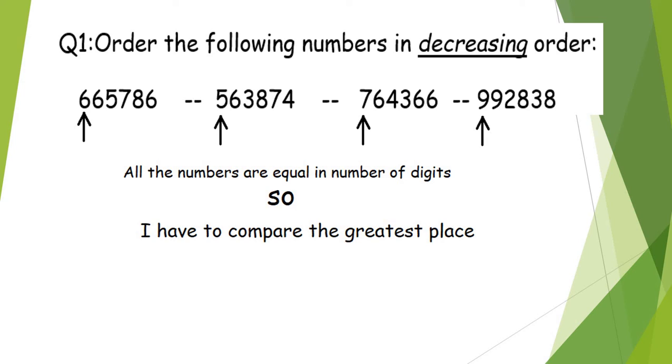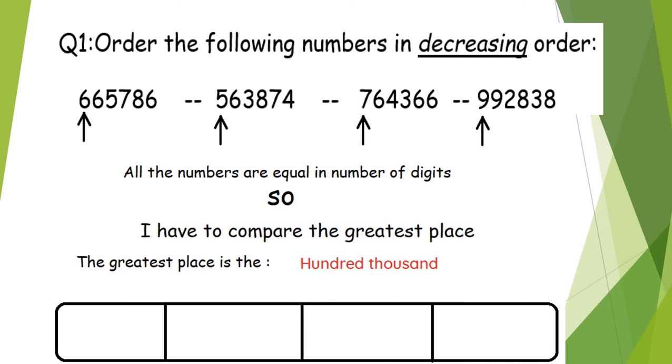the 100,000. Here you see I'm pointing to it. It's 600,000, 500,000, 700,000, 900,000. Okay, now that will make my work easy. So the greatest place in this is 100,000, and I can order them by looking at the biggest place, which is the 100,000.